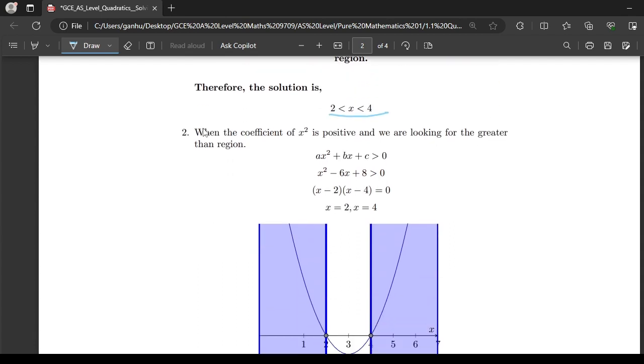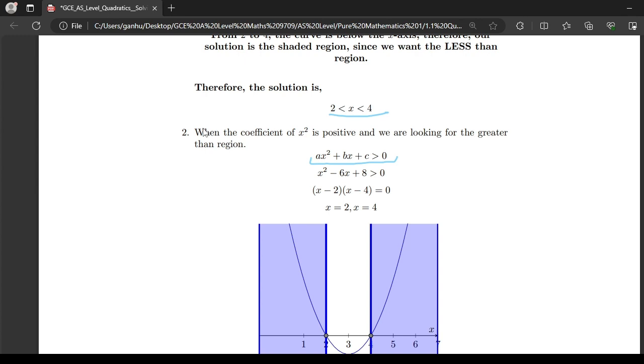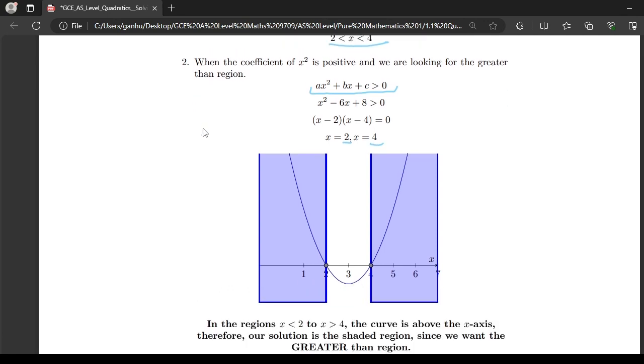Now let's move on to the second possible scenario, when the coefficient of x squared is positive and we're looking for the greater than region. So your quadratic will look like this. Let's use this example again. If you solve the quadratic, the roots you get are x is 2 and x is 4. Again, sketch your quadratic and label the roots. That's 2 and 4.